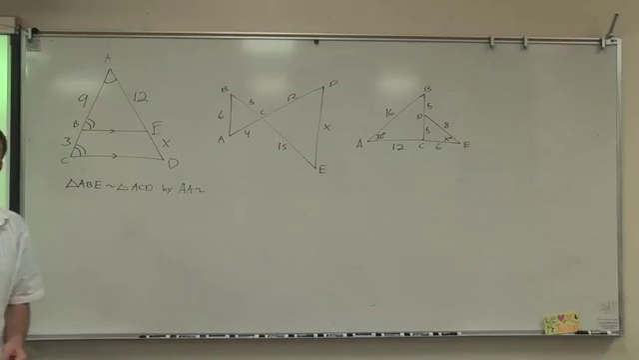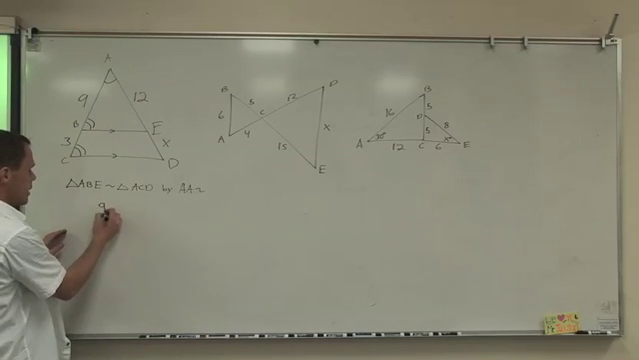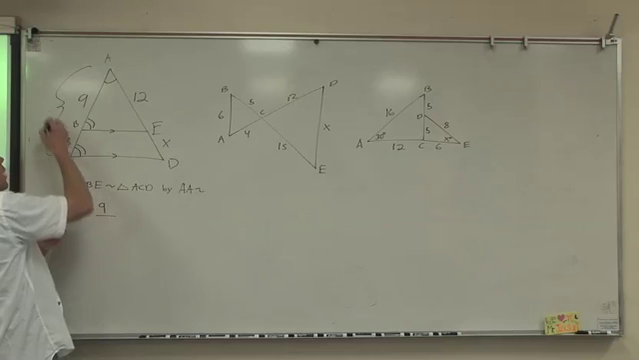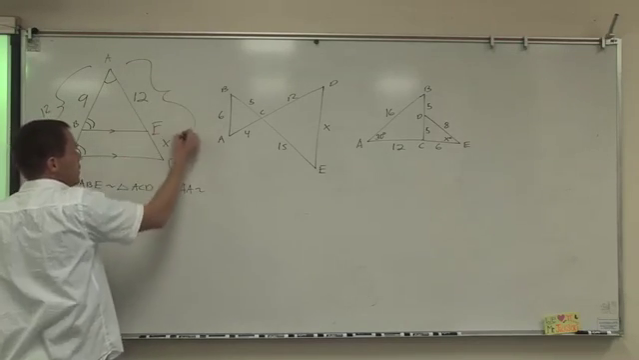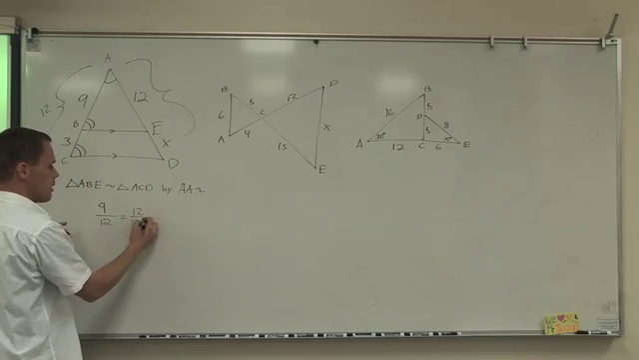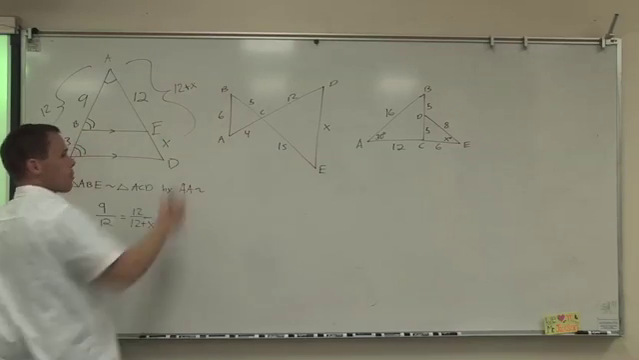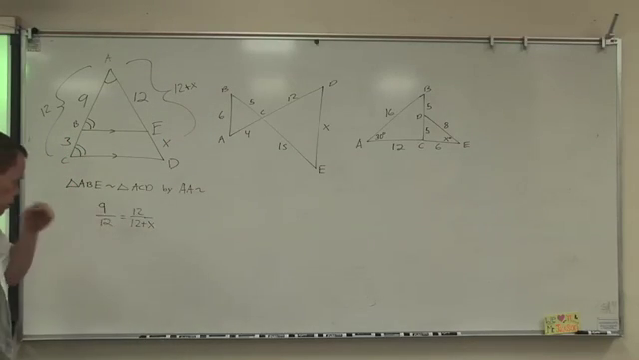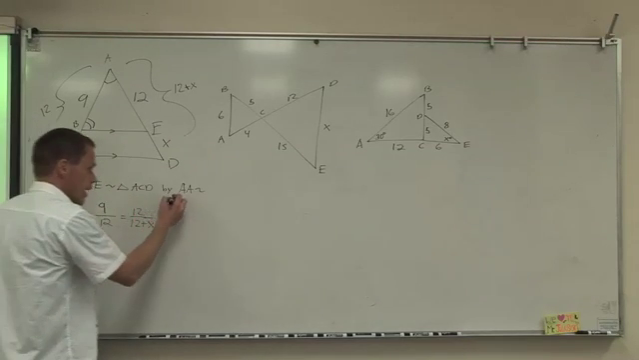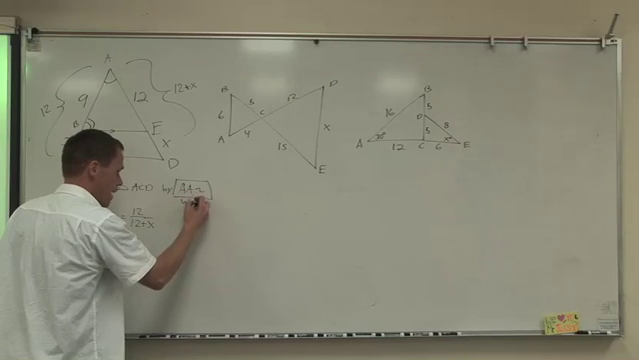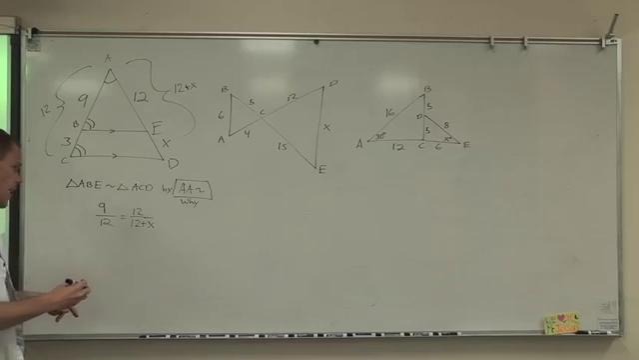This was not side-angle-side, because if I tried to create side-angle-side, I would have 9 compares to this whole thing, which is 12, the same way that 12 compares to 12 over 12 plus x. This is 12 plus x. This is a difficult problem. We cannot show that these are similar that way. So, angle-angle is why. The proportion is how we will solve for x.